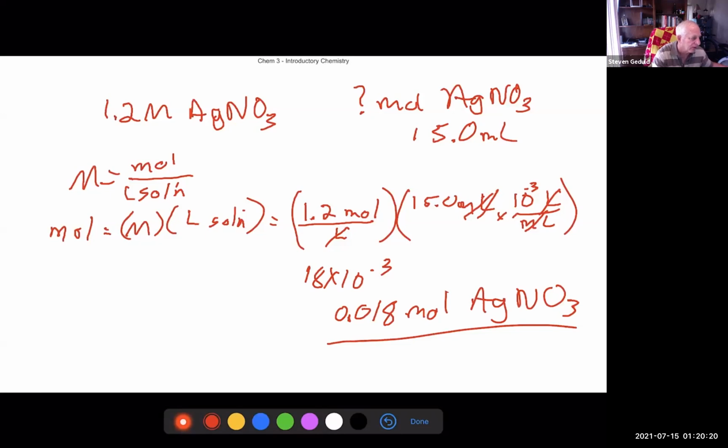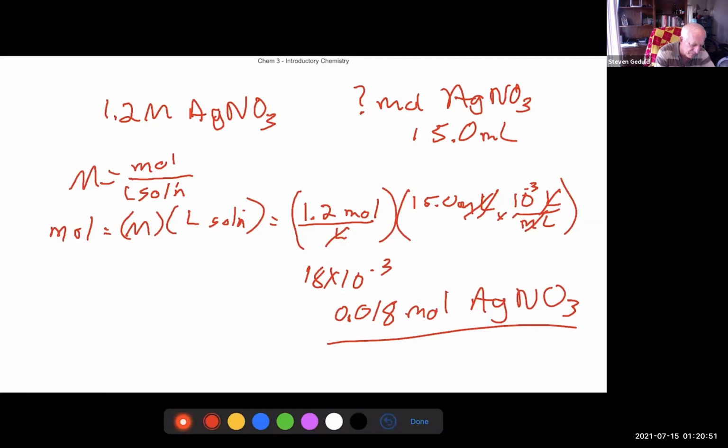So let's see what else they got on this section. We have molarity. Okay, so let's do another one from the picture that says how to prepare one of these solutions. Let's pick one here. Then we'll go into dilutions.